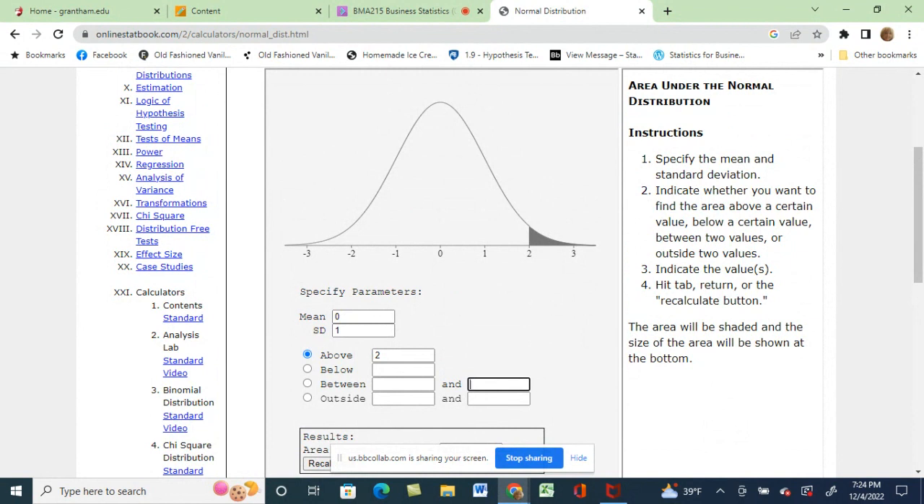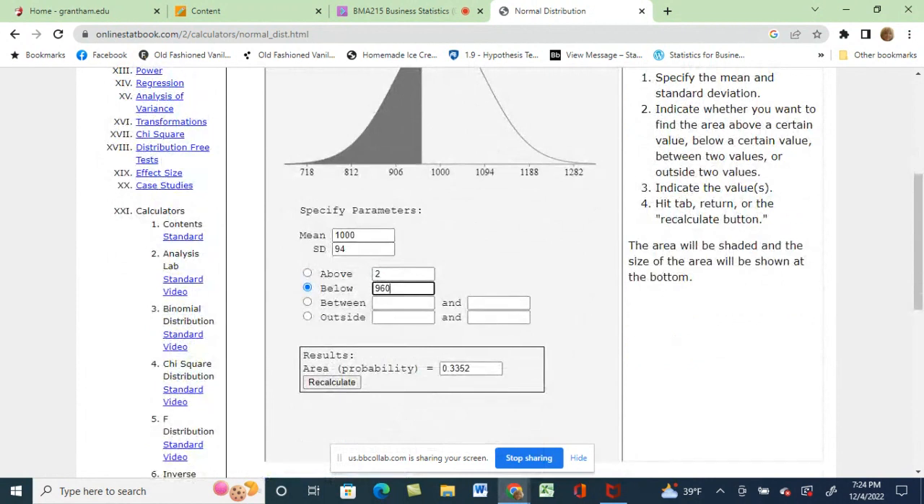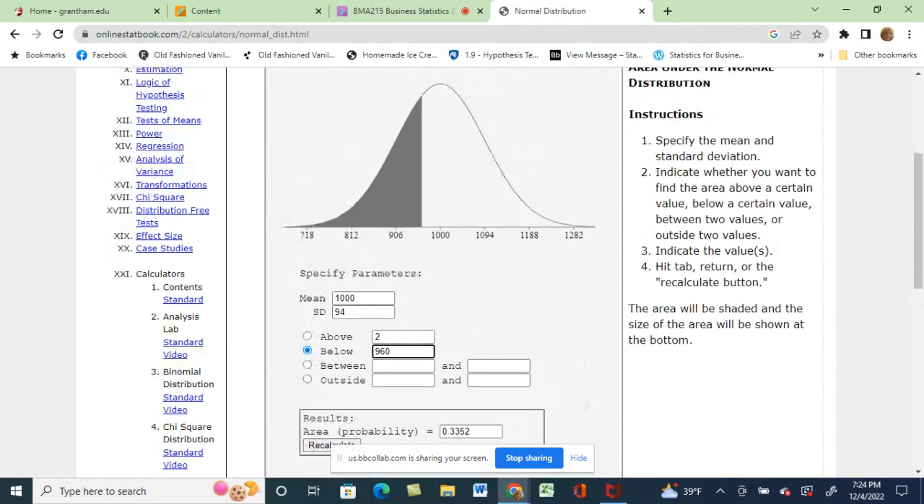So you change your mean to 1,000, your standard deviation to 94, and then for the first one, 960 boxes or less, you would put 960 in the below, I believe. Very good. Yeah, exactly. That makes it a lot easier. Again, I like this because you have a picture of exactly what you get. So the probability of that happening is 33.5%.